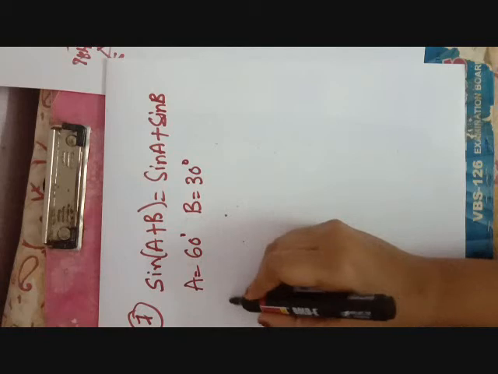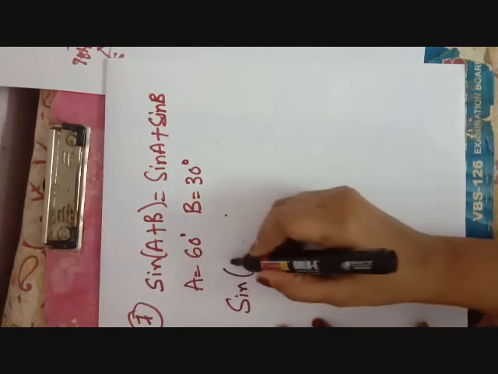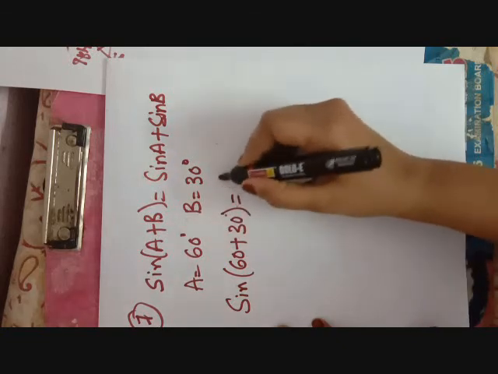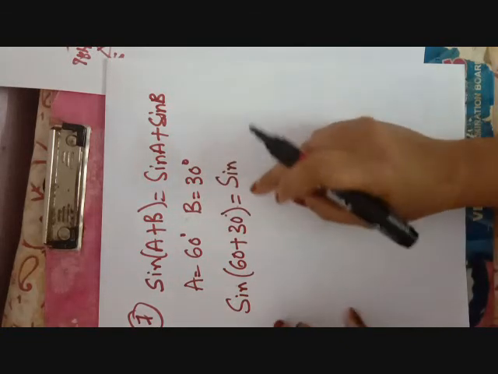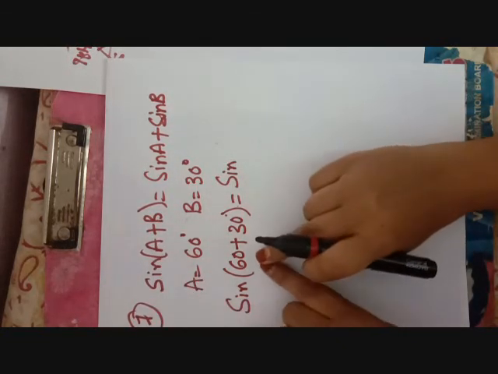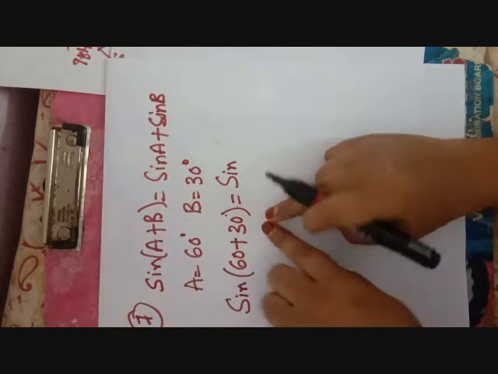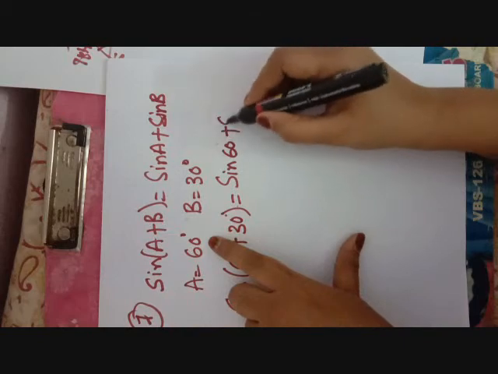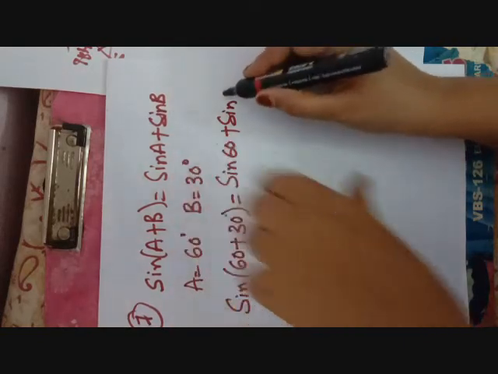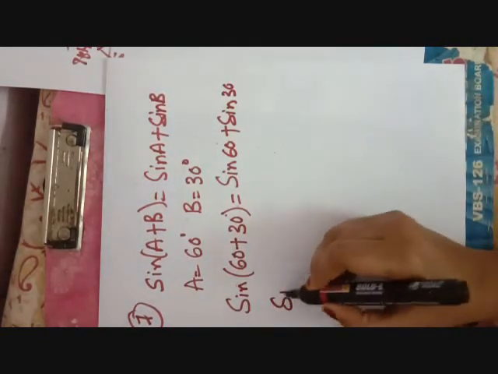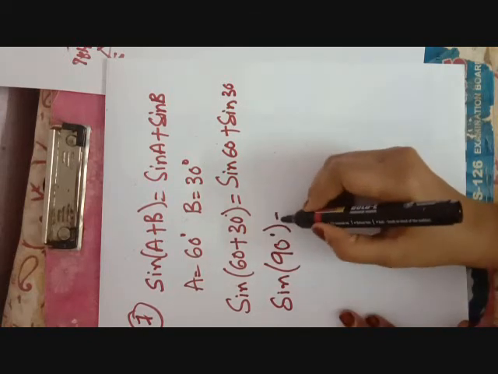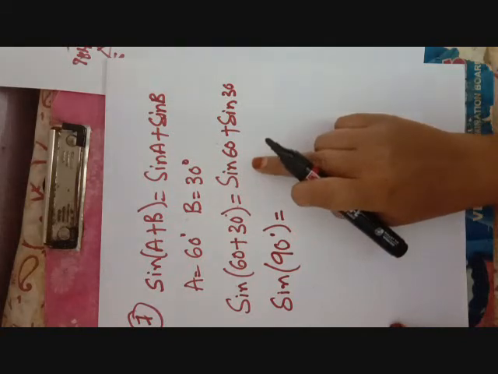Okay, now substitute. Sin 60 plus 30 is equals to sin, see what I am doing, in the place of A I am putting 60, in the place of B I am putting 30. Same thing, sin in the place of A I am putting 60 plus sin in the place of B I am putting 30. Now add it up. Sin 30 plus 60 is 90 degrees is equals to sin 60 value.